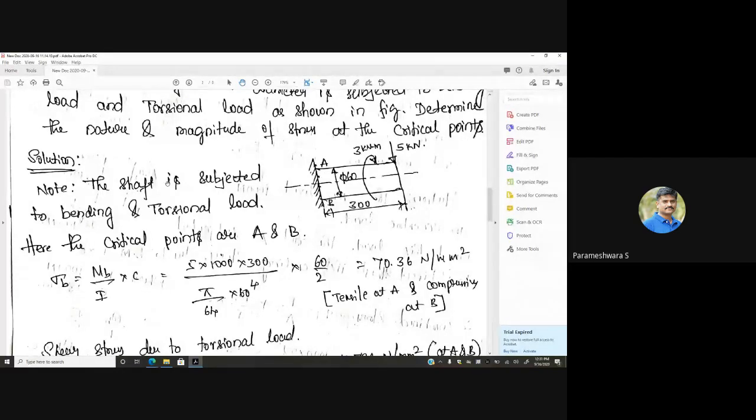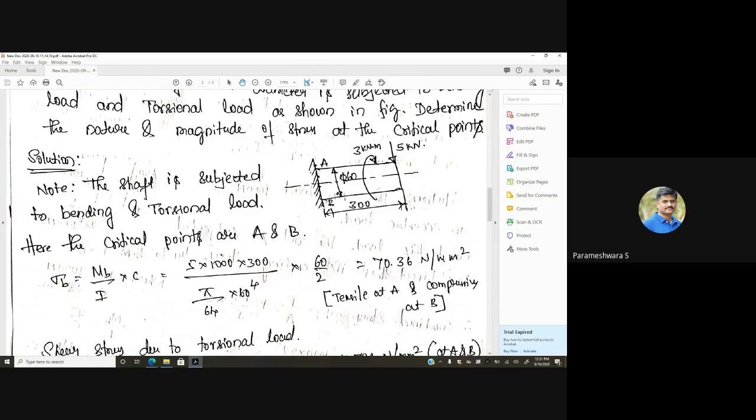So I have mentioned over here, the shaft is subjected to bending and torsional load, and the critical points are A and B. It means that maximum bending stress is induced at A and B. Say A experiences tensile stress because when you apply load in this direction, this beam tends to bend downward. So point A experiences tensile, whereas point B experiences compressive.